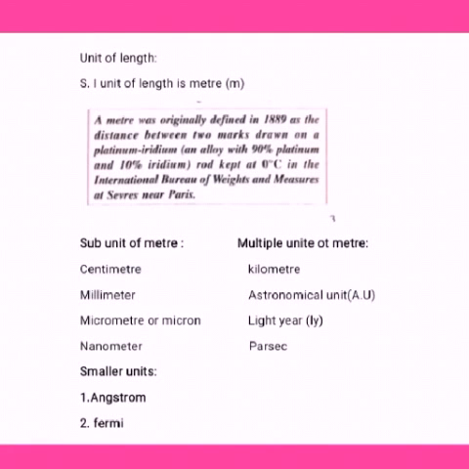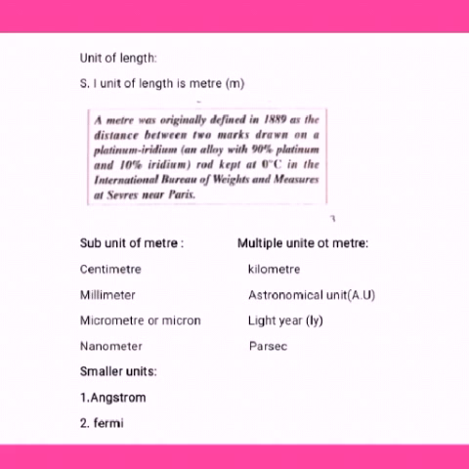SI unit of length. The SI unit of length is the meter, represented by small m. A meter was originally defined in 1889 as the distance between two marks drawn on a platinum and iridium alloy. That means an alloy with 90% platinum and 10% iridium, kept at 0 degrees in the International Bureau of Weights and Measures at Sèvres near Paris.